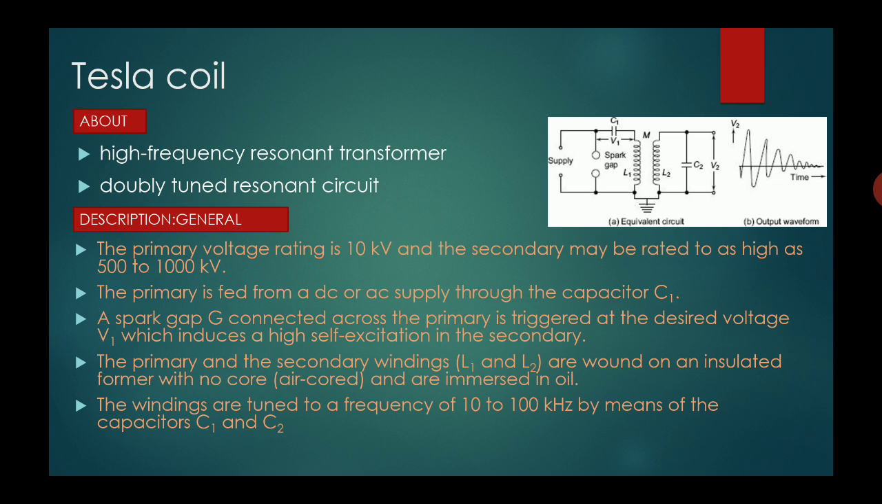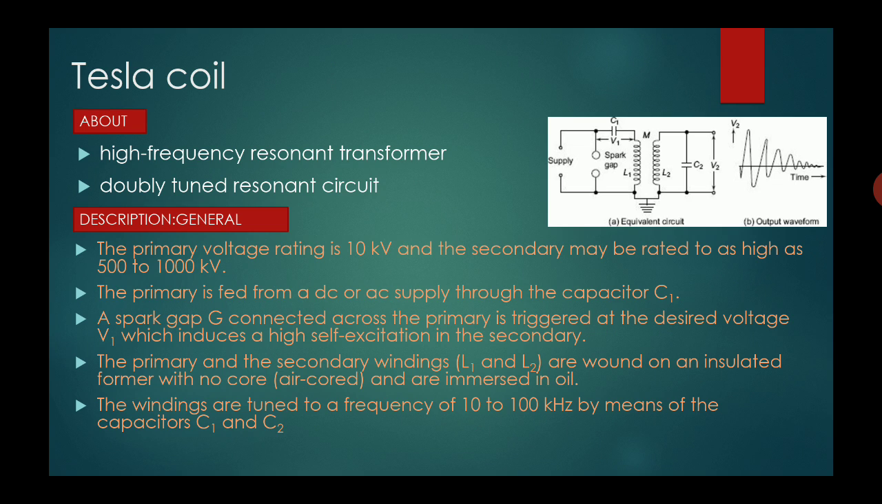The primary voltage rating is 10 kV and the secondary may be rated as high as 500 to 1000 kV. So basically you can see the transformation: on the primary side it will be 10 kV, and on the secondary side it will be 500 to 1000 kV. The primary is fed from a DC or an AC supply through a capacitor C1. A spark gap G, shown there, is connected across the primary and is triggered at the desired voltage V1, which induces a high self-excitation in the secondary.